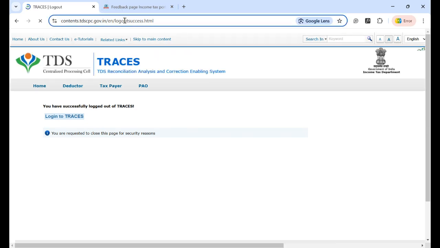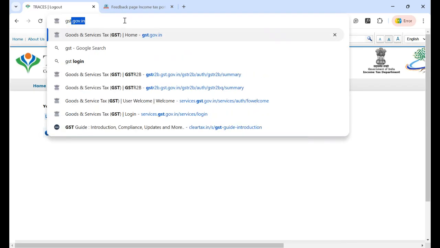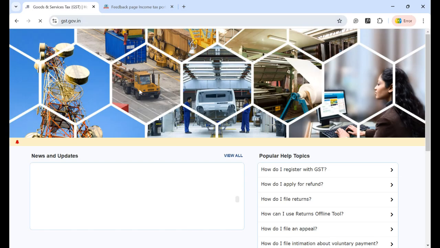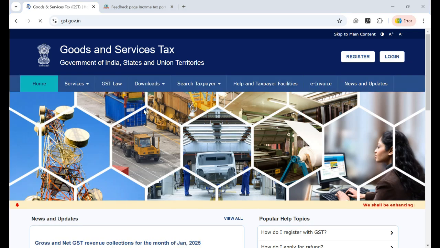Now coming to the GST portal. Ideally, a regular GST registered person, how many GST returns is he supposed to file? Any idea?